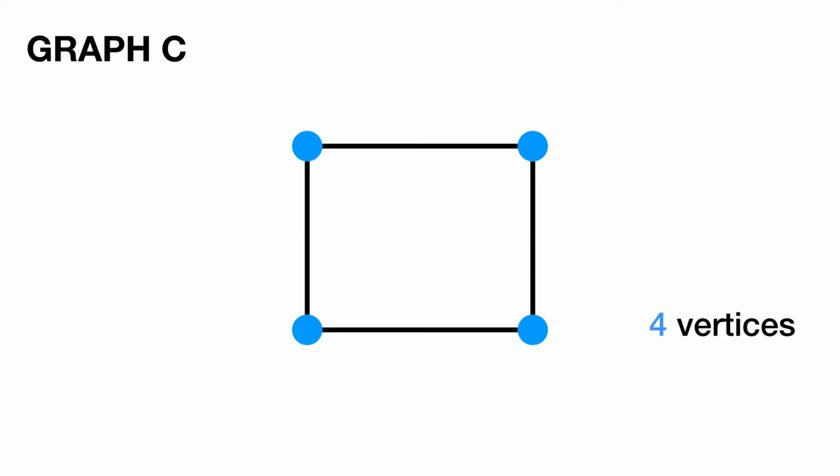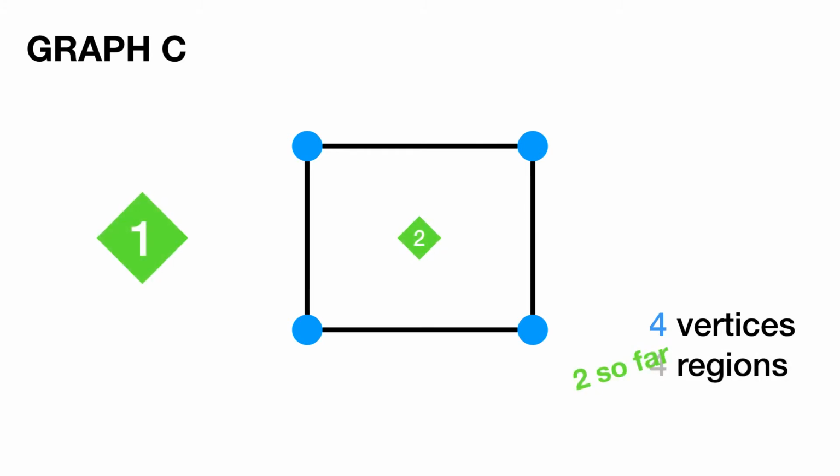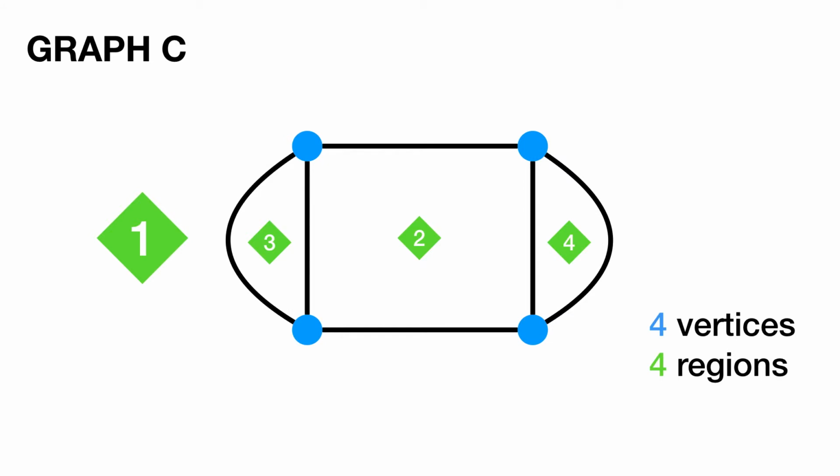Welcome back. Let's move on to graph C, which we're told should have 4 vertices and 4 regions. Again, I'll start by drawing 4 vertices. Next, I'll begin connecting vertices with some edges, and at this point, I notice that I have only 2 regions so far. I'll need to add some edges to increase the number of regions. If I draw 2 more edges, creating some parallel edges, I find that I can meet my requirement of 4 regions.